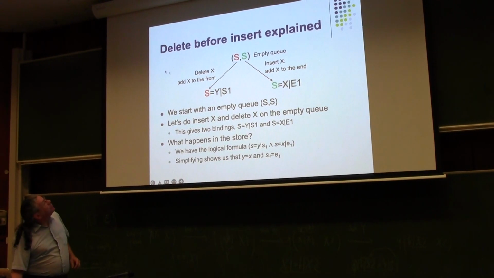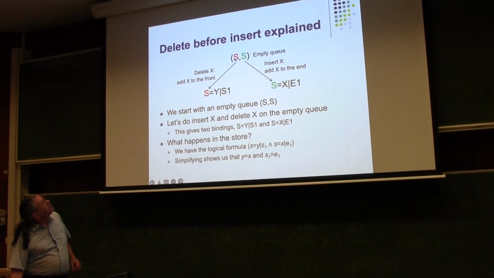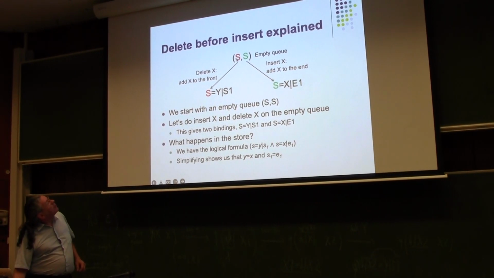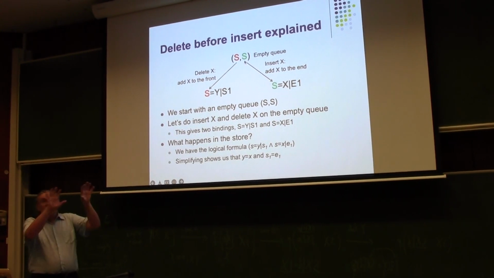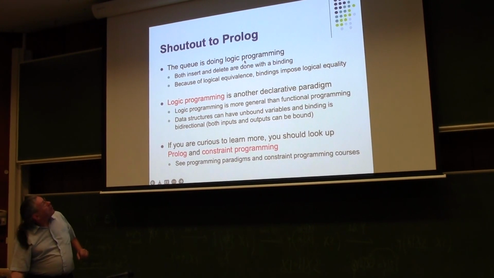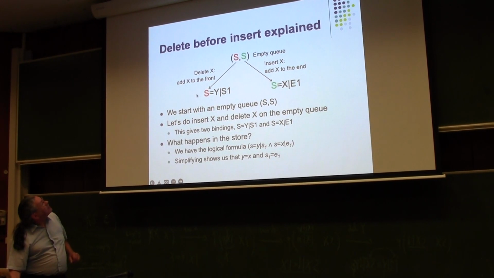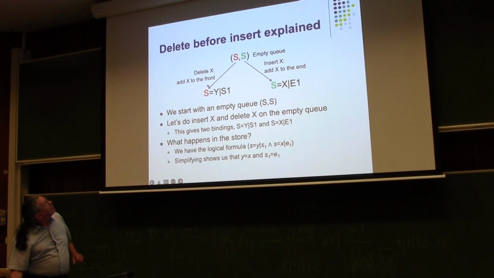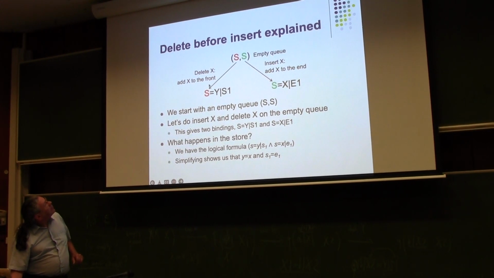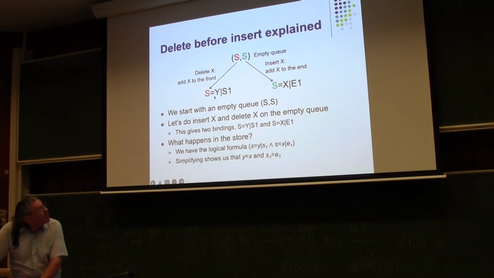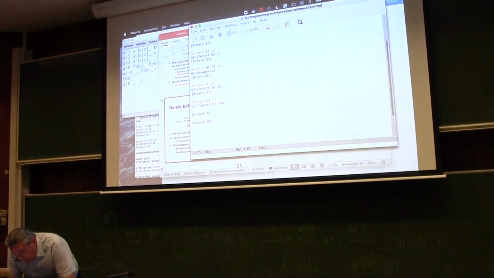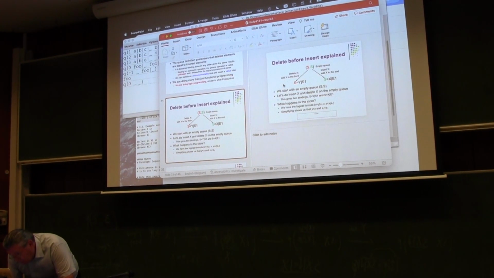Okay, so let's start with an empty queue here. I make one of them red, the left one I'll just color it red, and the other one green, to show you the two different bindings. So let's say I delete X. Okay? So when I delete X, I'm actually removing an element from the front. Let's remove it. What does that mean? Sorry, I made these slides yesterday, so let me make it nicer.